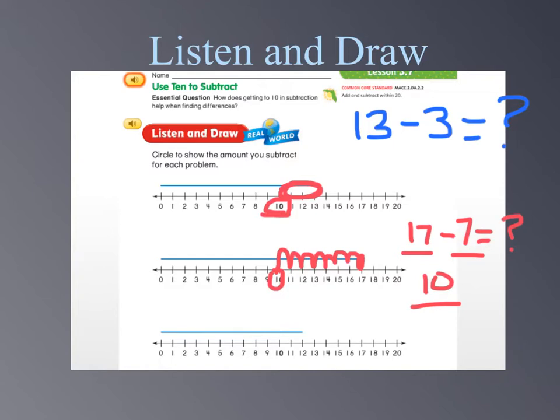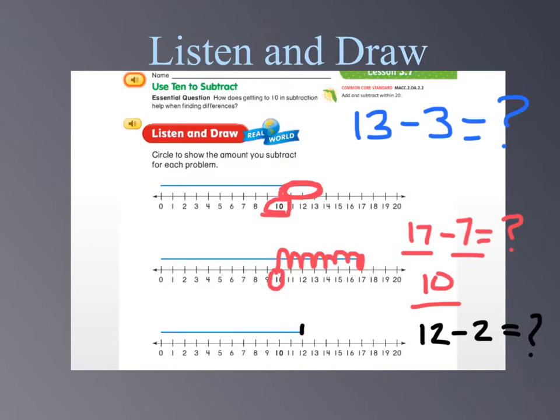Listen to one more problem. You can even try this on your own. Go ahead and pause the video and grab a sheet of paper and a pencil if you don't have one. Welcome back. Here's our third problem. James has 12 crayons. He gives 2 crayons to Cassie. How many crayons does he have left now?